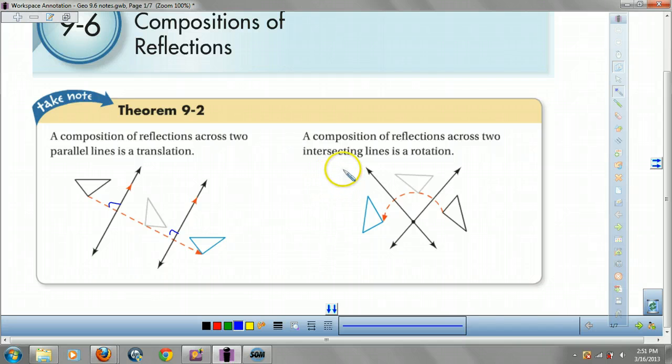And a composition of reflections across two intersecting lines is a rotation. You reflect it. All you did is rotate it. Crazy stuff, right?